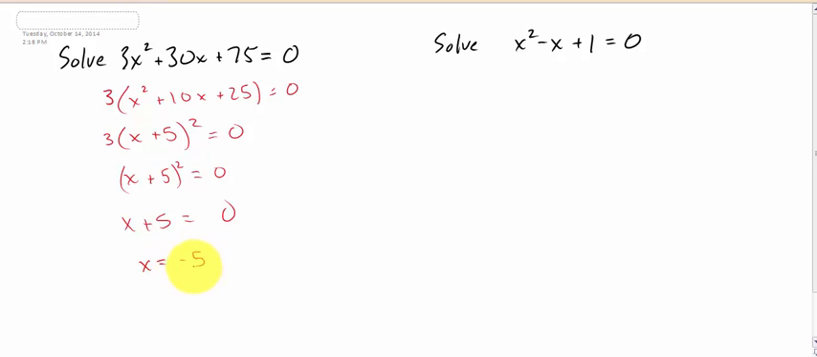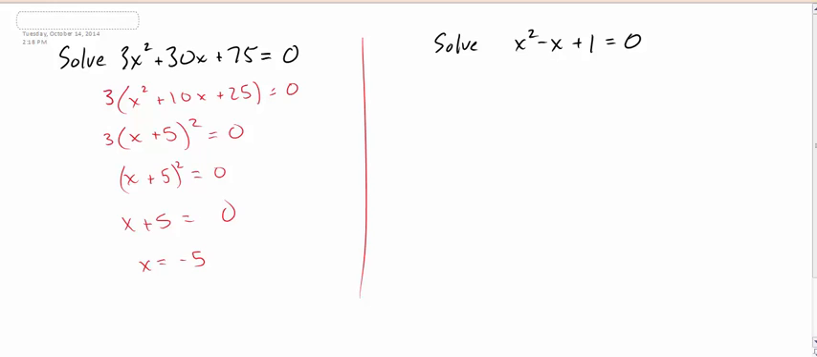This is what we call a repeated root or a double root. It has technically two factors, x plus 5 and x plus 5, meaning we get x equals negative 5 twice as solutions. This root has multiplicity of 2.